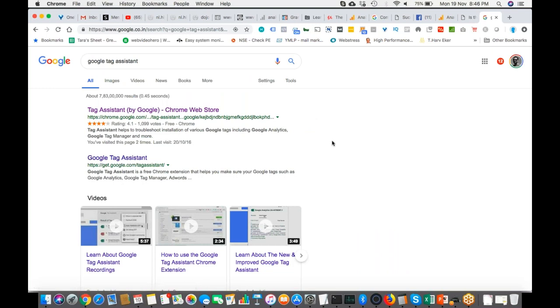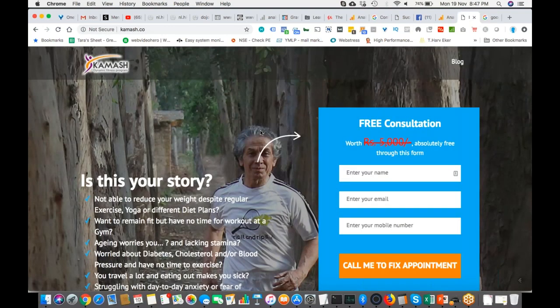I have tried a couple of times searching for this plugin for Firefox and other browsers, but I didn't find it. I think it's not available for other browsers, so you can install it only on a Chromium-based browser like Chrome. Just Google Tag Assistant and install it, and it will appear as a smiley on your toolbar.